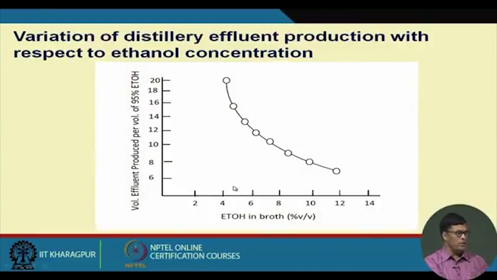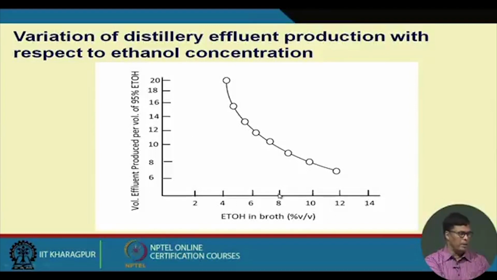Now, in the alcohol industry, one problem is the distillery effluent that is produced. I want to discuss one very important aspect: the concentration of alcohol plays an important role in effluent production. The correlation between the percentage of alcohol in the fermentation broth and the volume of effluent produced per unit volume of 95% ethanol is like this. This clearly indicates that as the alcohol percentage increases, the volume of effluent also drastically reduces.